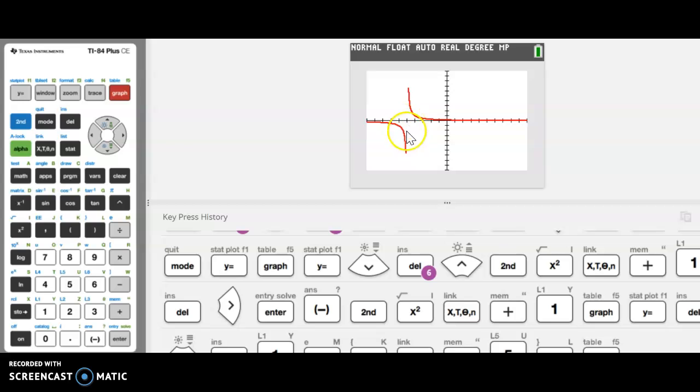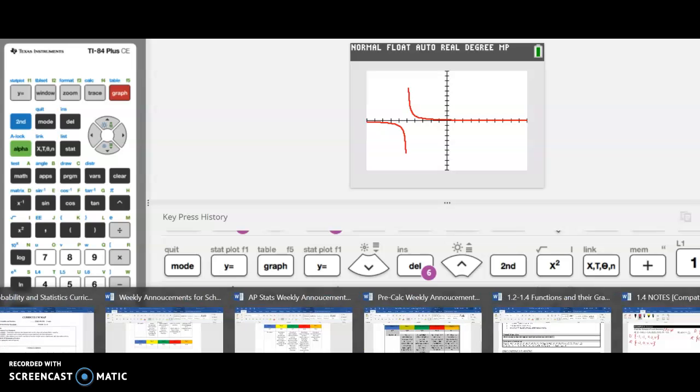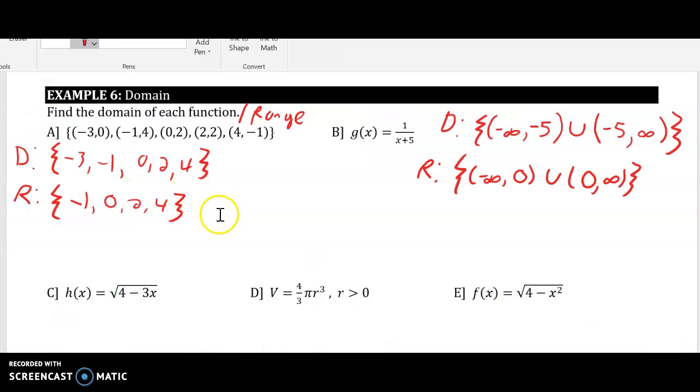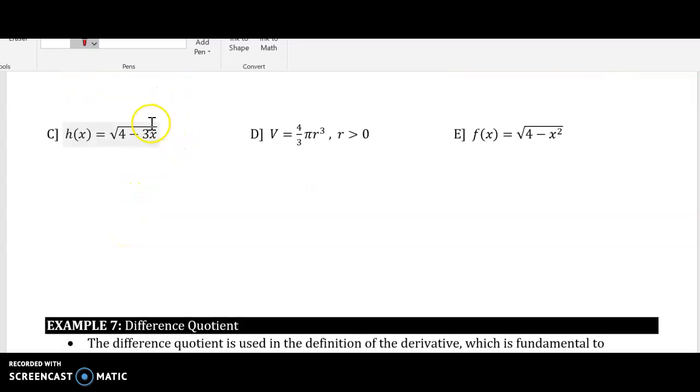So what is missing left and right? If I go left, what's missing here? That's negative 5. So that's why it's excluded in our domain. Up and down wise, what's missing? 0. Notice it never crosses the x-axis. It gets really, really close. So that's why that is our domain and range.